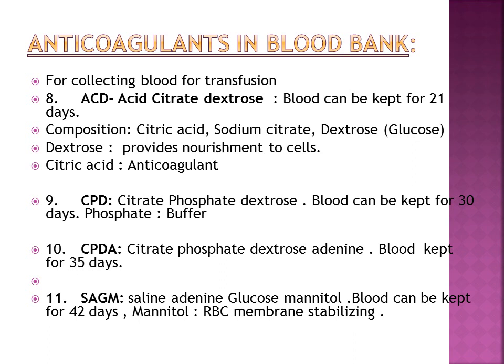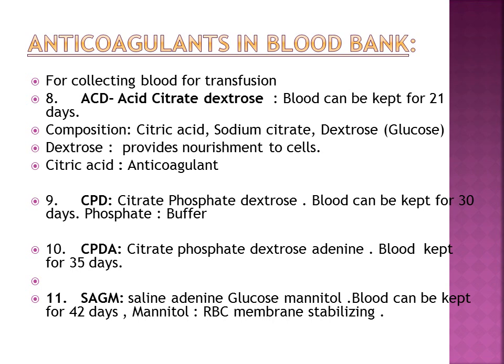Citrate acts as an anticoagulant, phosphate acts as a buffer, dextrose gives nourishment to the RBCs to be kept for more days, and mannitol is an RBC membrane stabilizing agent. ACD blood can be stored up to 21 days, CPD blood up to 30 days, CPDA blood up to 35 days, and SAGM blood up to 42 days. This SAGM is mainly used in high setup blood banks.